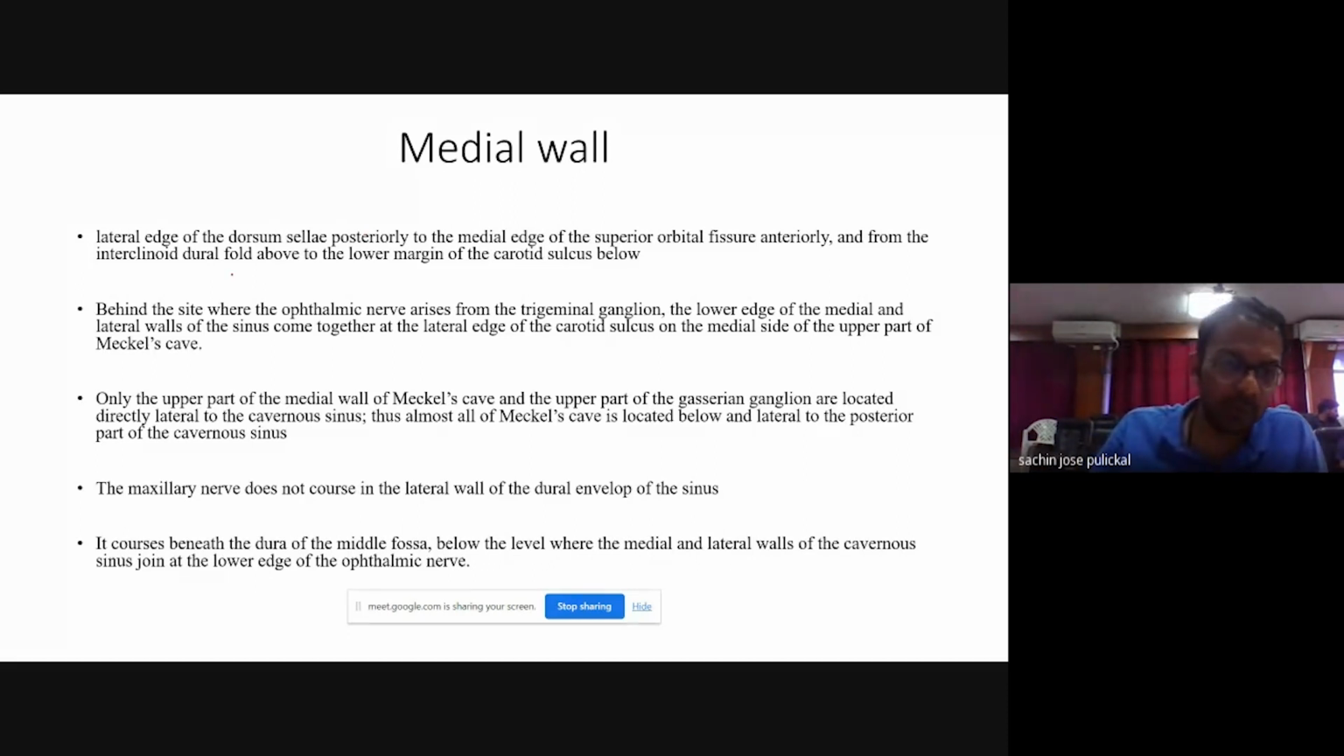And one more important thing that you have to understand is, like I explained before, the maxillary nerve, V2, or V3, doesn't course inside the cavernous sinus. It in fact courses outside the cavernous sinus, unlike the picture which we remember from MBBS days.